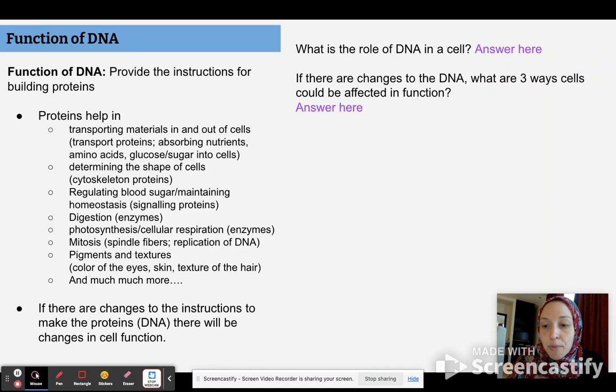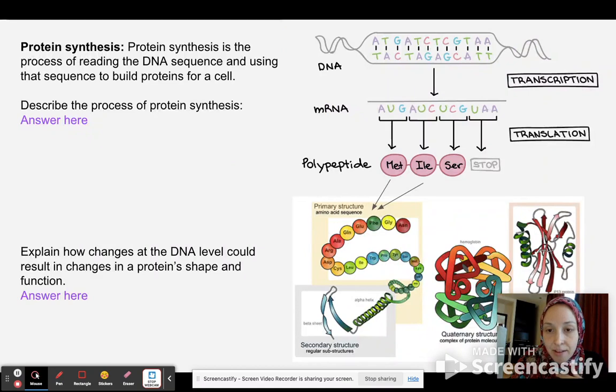The proteins in cells and in living things are responsible for a wide range of things. So if we change those proteins, we're going to have effects. It can be on the appearance of an organism, on the regulation of an organism, on how it transports materials, how it breaks materials down with enzymes, how it does photosynthesis or cellular respiration. Anytime we're changing those proteins, in many cases, there will be a change in the cell.